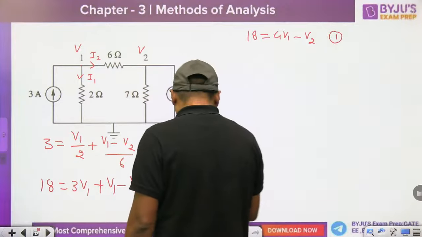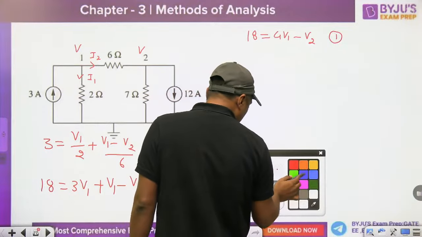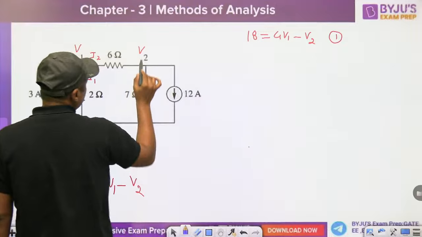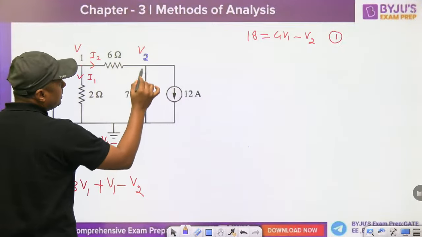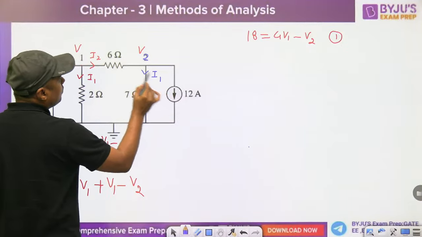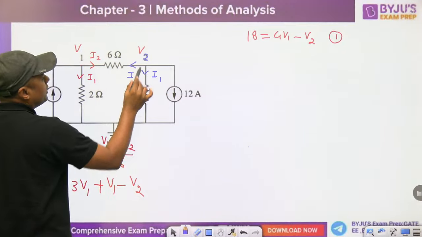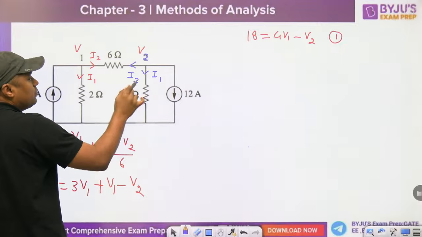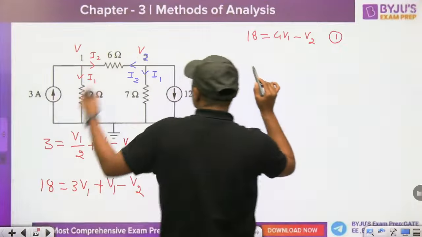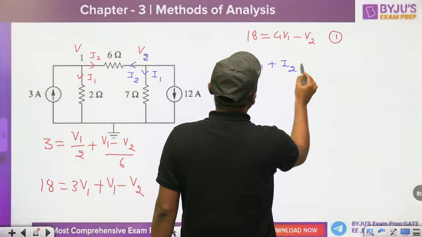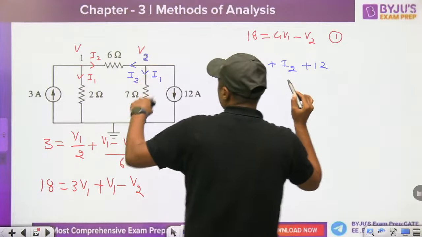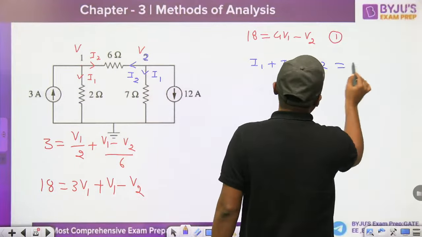Okay. Now when we are writing the nodal equation for the second node, which one is the hero for this node? V2. Then what are we writing? I1 is the outgoing current, I2 is the outgoing current, and this is also an outgoing current. So I1 plus I2 plus 12 is equal to 0.